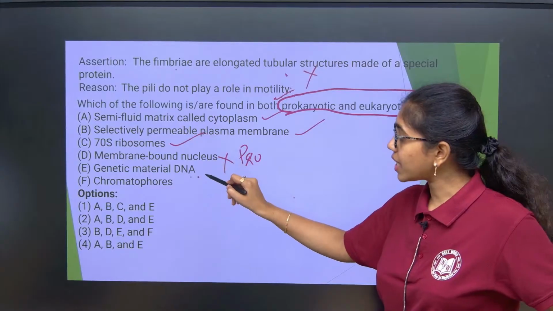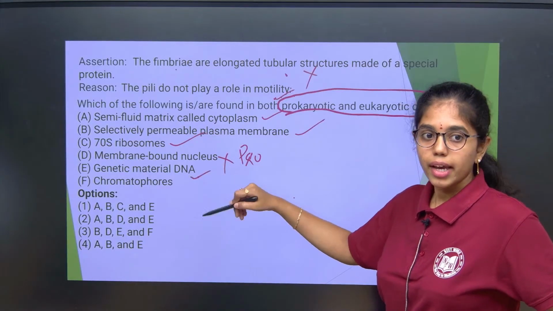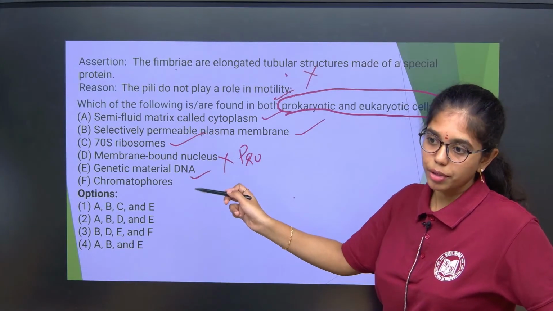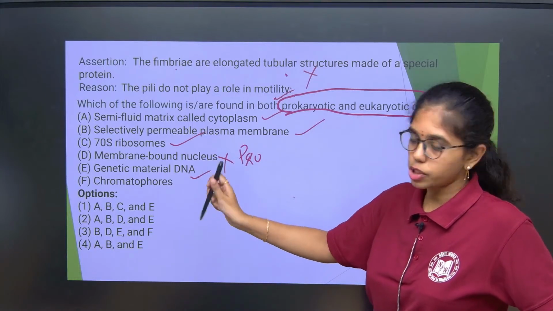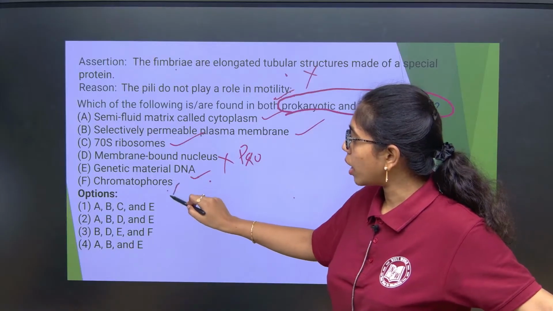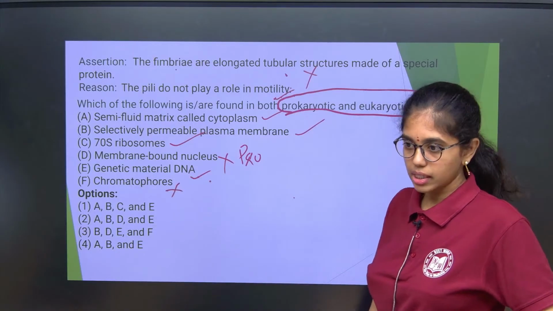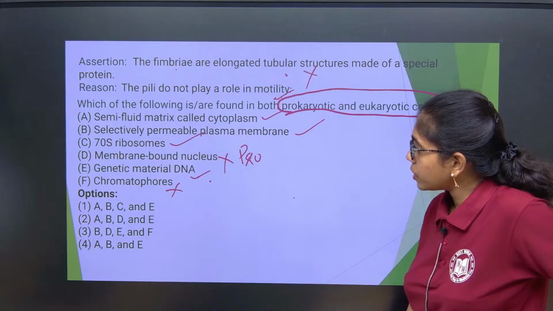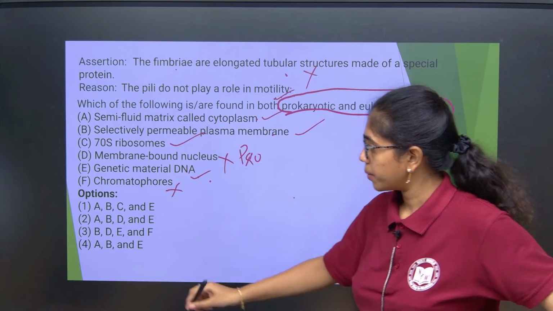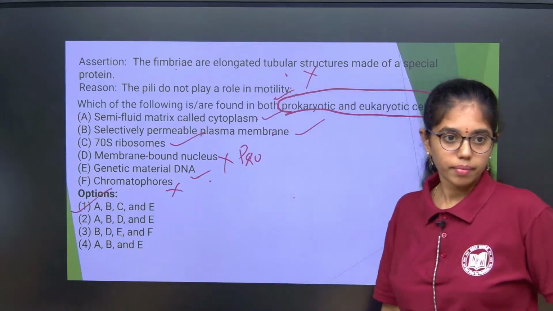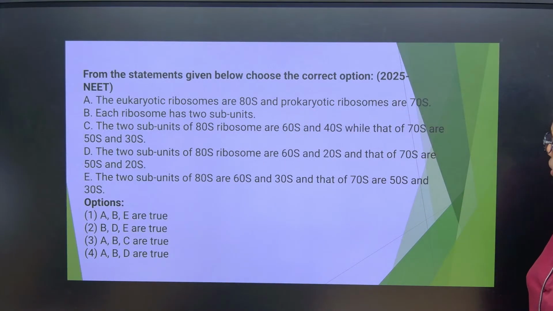Yes, which type of DNA he did not give, no. If he is giving linear, then we can eliminate, or circular only we can eliminate. But he said genetic material DNA, it is present. Chromatophores not present in eukaryotic cells. Now you tell me what is the right answer? A, B, C and E. Okay. Next, this is your NEET 2025 question, just from today's class.